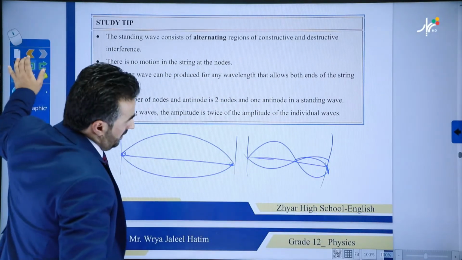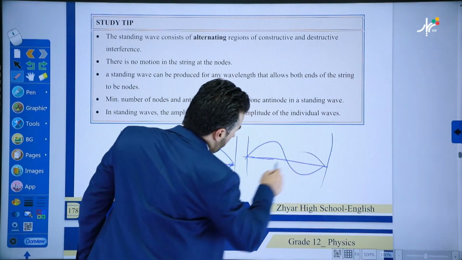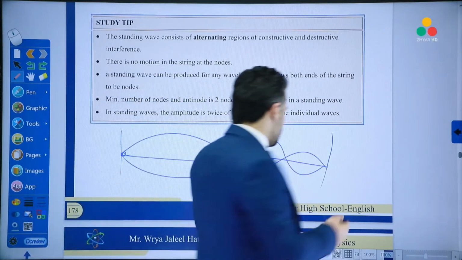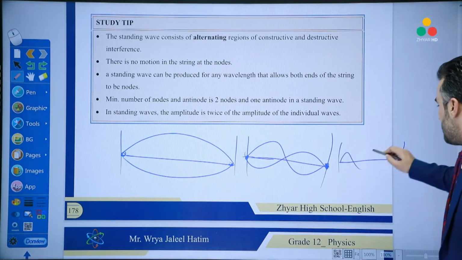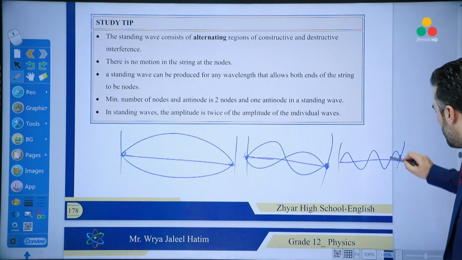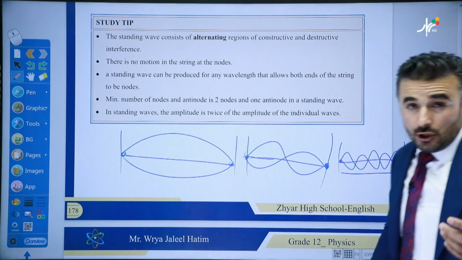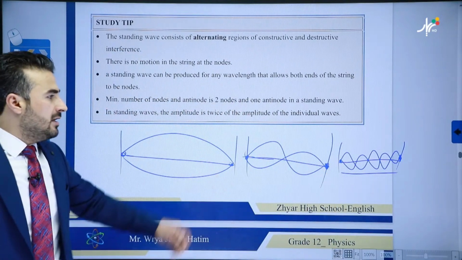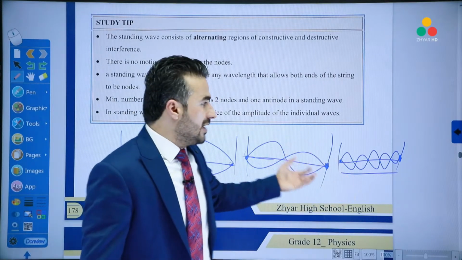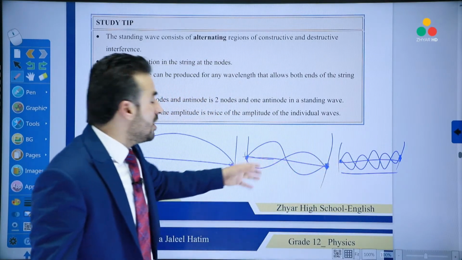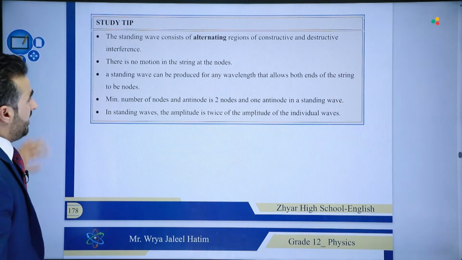Let me redraw this one here. Let's make this a little bit nicer so that you know what we're saying. So this is one, and you can see the two end points are nodes again. You can have more than this, something like this. As long as the two end points are nodes, these are actually standing waves. So it doesn't matter what wavelength you're using, as long as the two ends are nodes, we can have a standing wave.